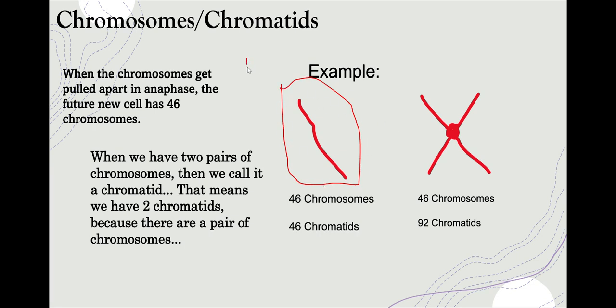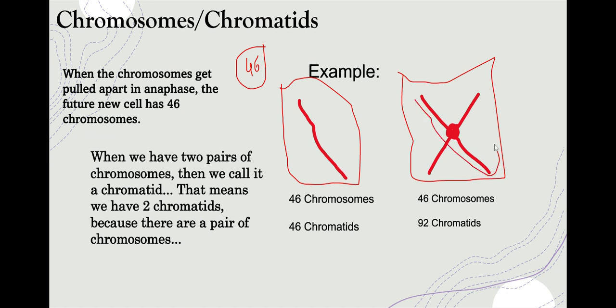And I'm going to imagine that there are 46 strands like this because there are 46 chromosomes in a human body. So, for this strand, we say it is 46 chromosomes and 46 chromatids. But for this strand, if we have two strands of a chromosome, then we still call it 46 chromosomes, but 92 chromatids, because there are two pairs of a chromosome, one over there and one over there.